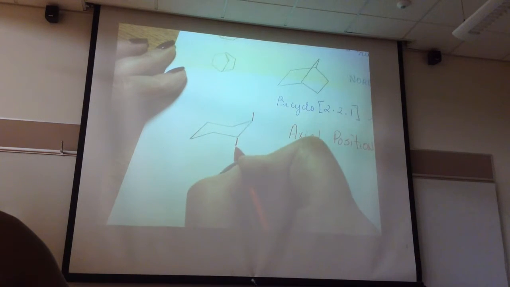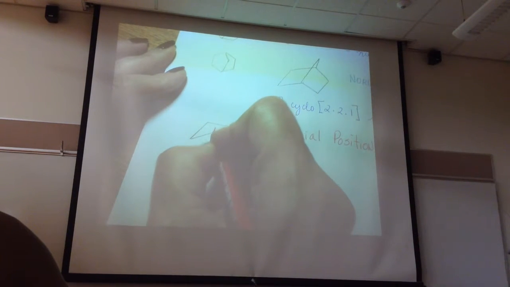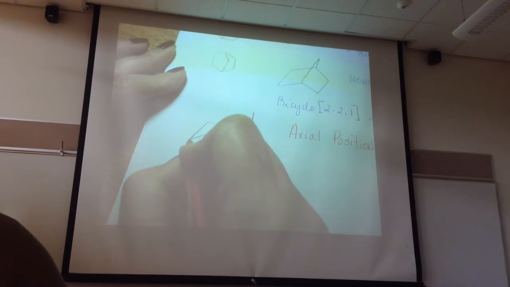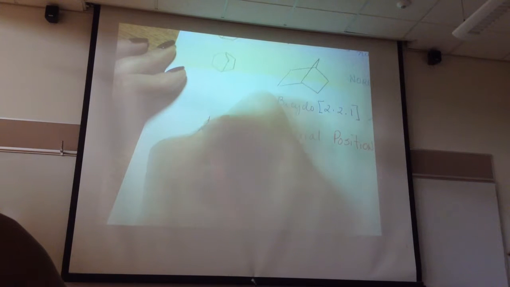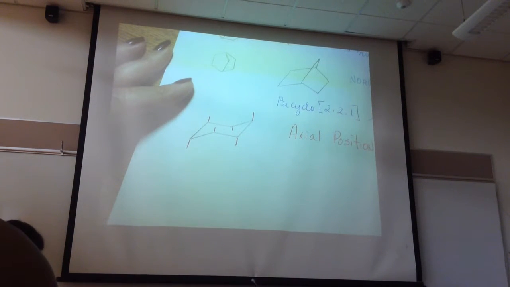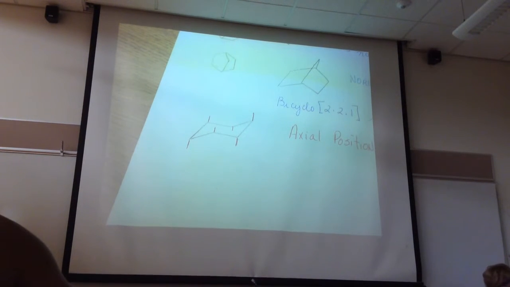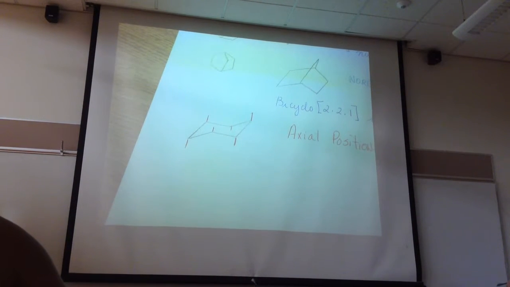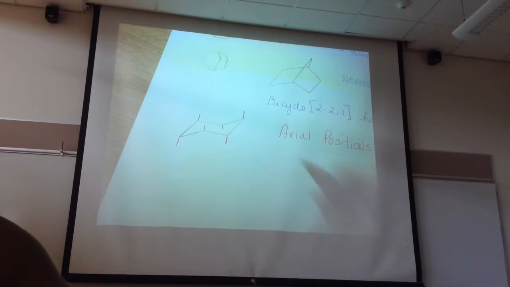If you're down over here, this one will be up, and this one will be down. And this one will be up, and this one will be down. So how many axial positions do you have in cyclohexane? 6. There are 6 axial positions in cyclohexane. There are 6 other positions that are coming in a different color, and they're called equatorial positions.